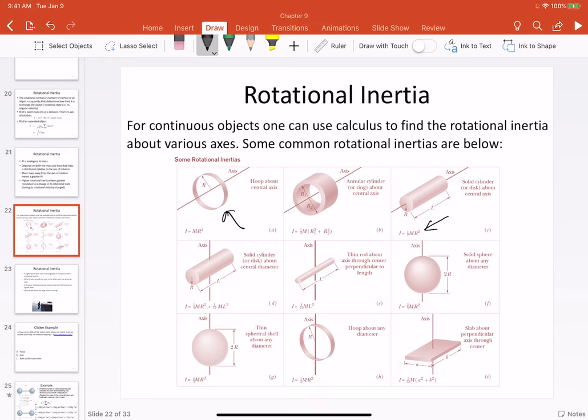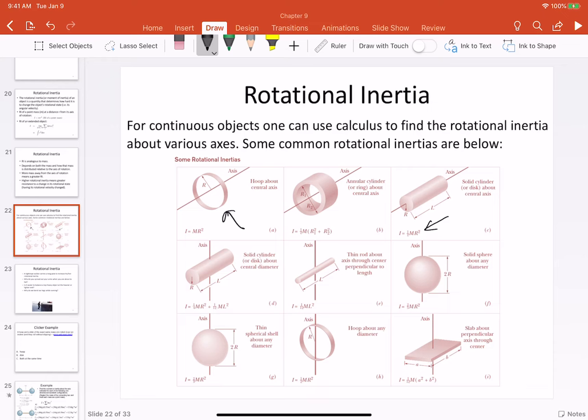Okay. Then another one that we often use is the rotational inertia of a rod about an axis which passes through the center of the rod and is perpendicular to the rod. And that is 1/12 ML squared. M is the mass of the rod, L is the length of the rod, right?